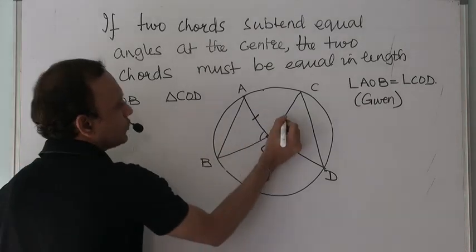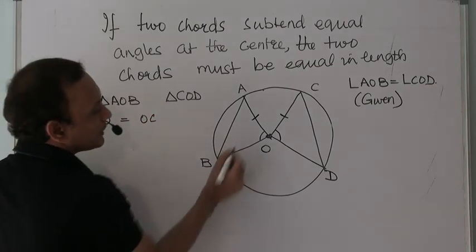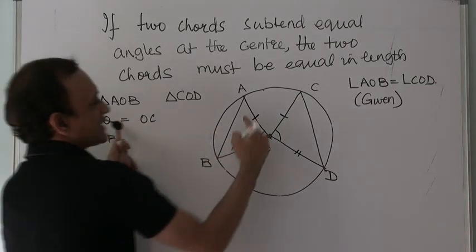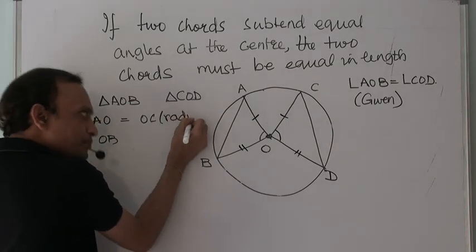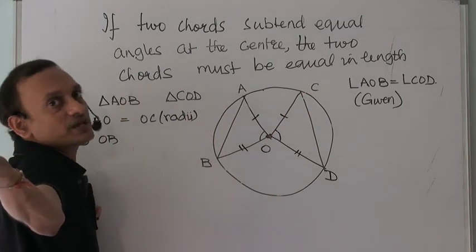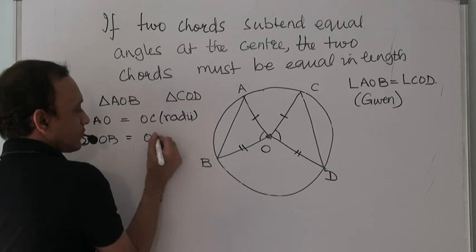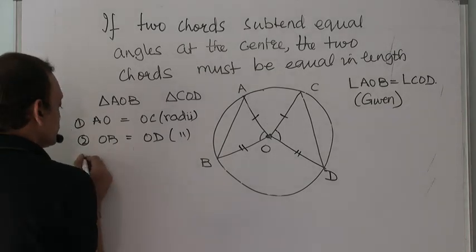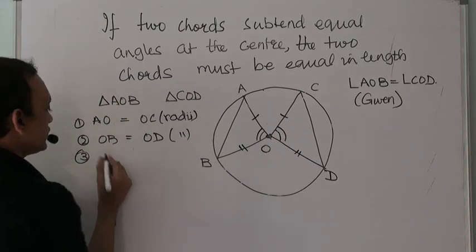Now in these two triangles, one, AO is the same as OC. Two, OB is the same as OD. Why is this the case? Tell me, why is AO equal to OC? You should have been very prompt with an answer for this. AO is equal to OC because they are the radii of the same circle. As simple as that. And why is OB equal to OD? Same reason. They represent the radii of the same circle. Three, angle AOB is the same as angle COD.